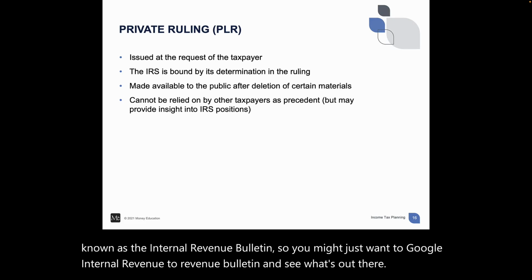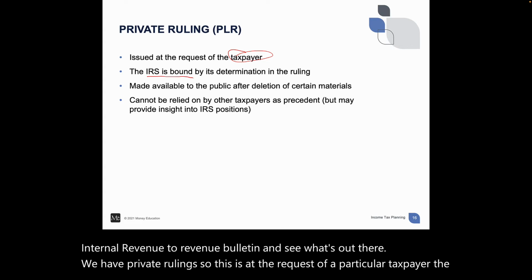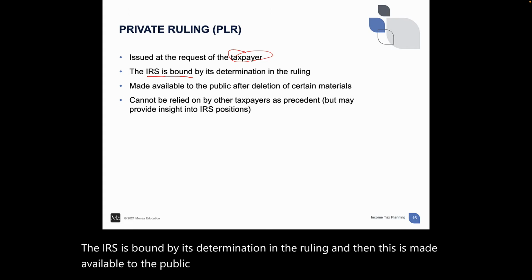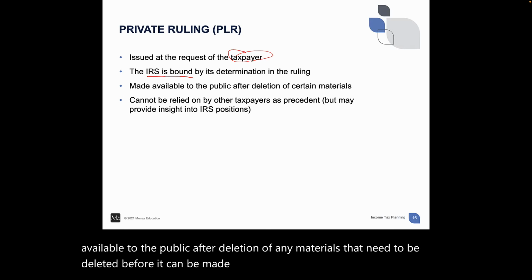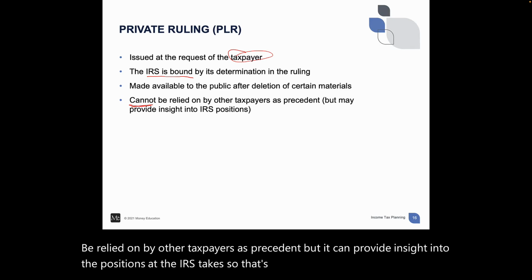Then we have private rulings. This is at the request of a particular taxpayer. The IRS is bound by its determination in the ruling, and then this is made available to the public after deletion of any materials that need to be deleted before it can be made public. But this private ruling cannot be relied on by other taxpayers as precedent, but it can provide insight into the positions that the IRS takes. So that's why we want to read them.